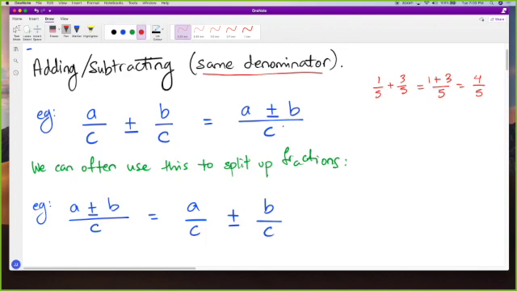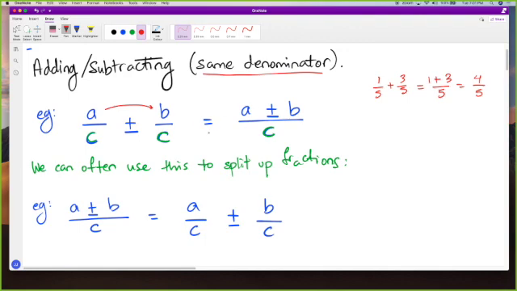So this is what that looks like in algebra. You can see here that I have a plus or minus sign, and that means that this method works for plus or minus, so adding or subtracting. And you can see that I have A over C plus or minus B over C. So both of them are over the same denominator C. And so we just keep the denominator C and we add or subtract the numerators, A and B. Right? And that's pretty much it.